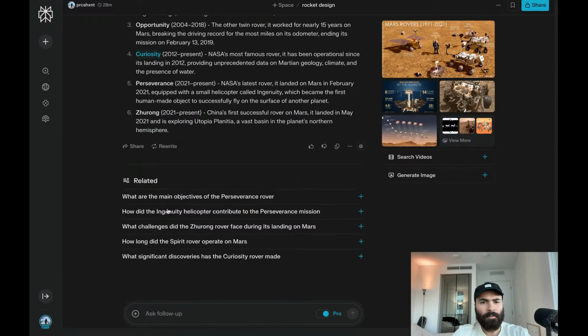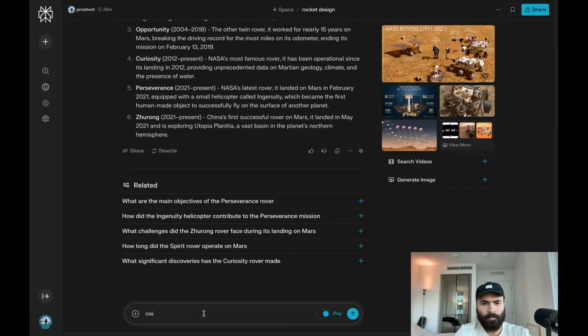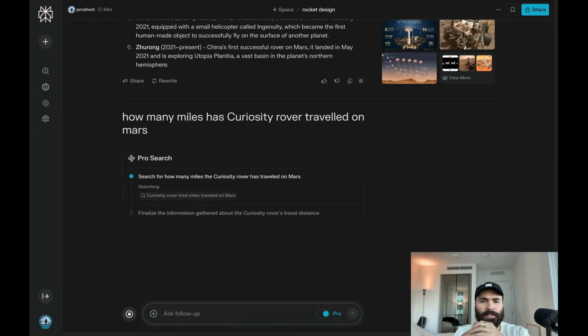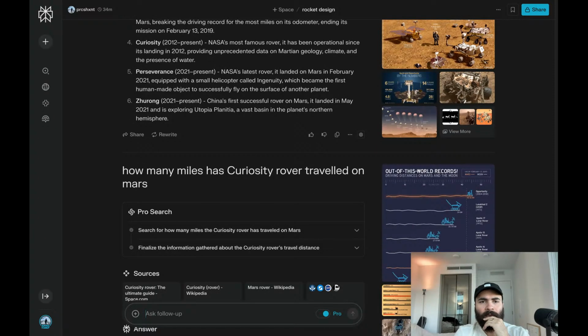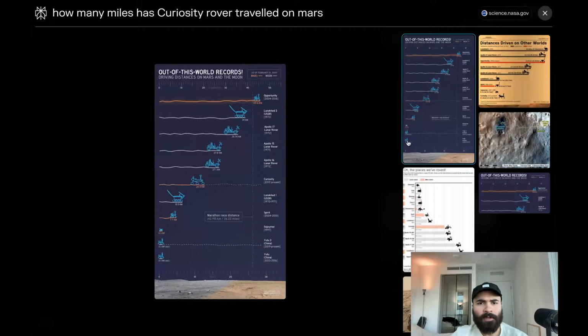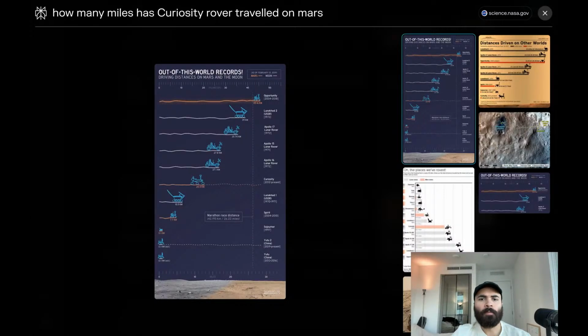Curiosity. How many miles has the Curiosity rover traveled on Mars? Wow. It has been operational since its landing in 2012, providing unprecedented data on Martian geology, climate, and the presence of water. Unprecedented, out of this world record. So Opportunity, Curiosity, Curiosity has only traveled 20 kilometers. What?